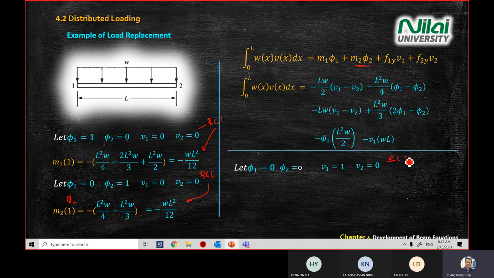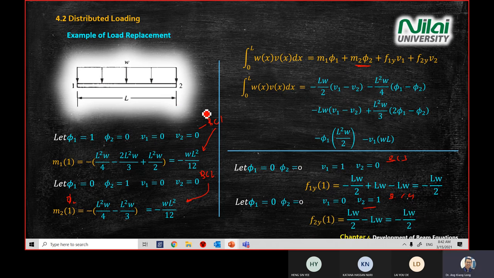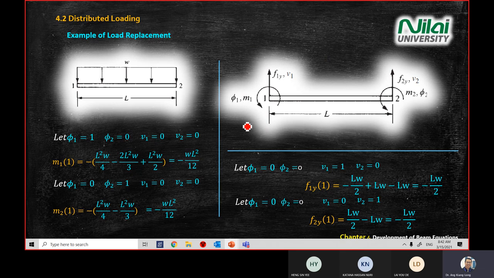Boundary condition 3, you only have vertical displacement, and we put vertical displacement as 1. You do the same cancellation like what you did just now. You arrive at the third equation. So F1y equal to negative L W divided by 2. You do the fourth one, boundary condition 4. You only have vertical displacement at point 2. You arrive at the fourth equation for the beam. F2y, 1 is because your vertical 2 is 1, equal to negative L W divided by 2. So from here, we convert the one on the left to the right by having the four boundary conditions here.